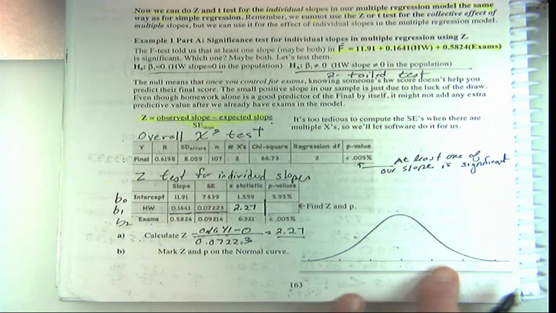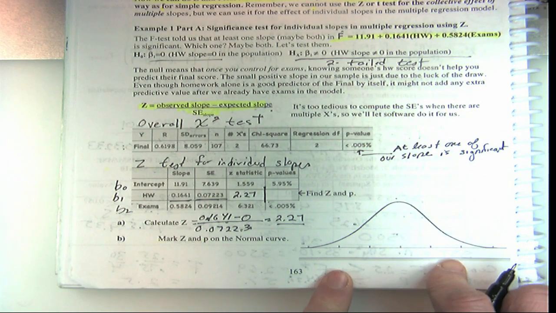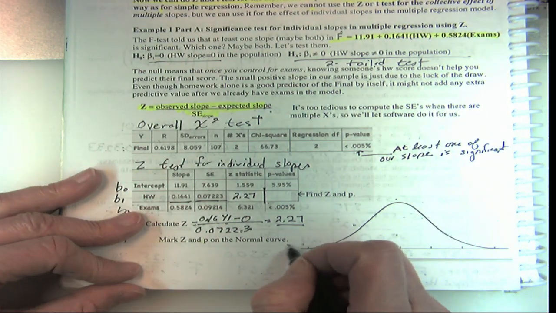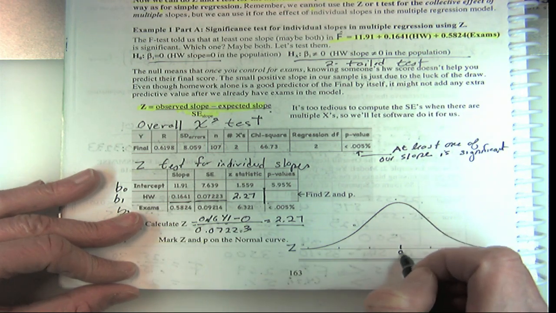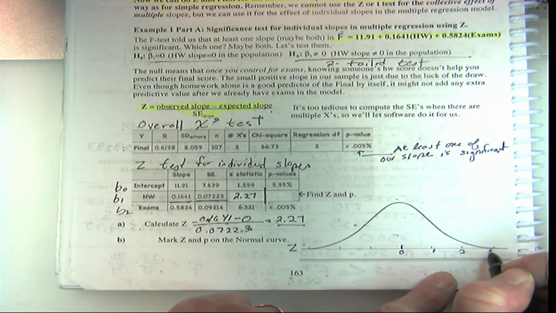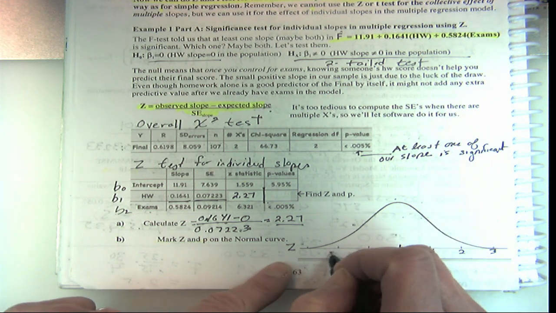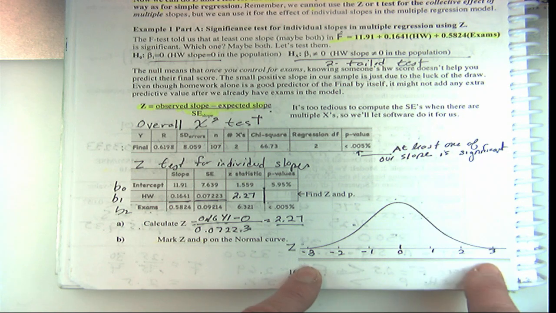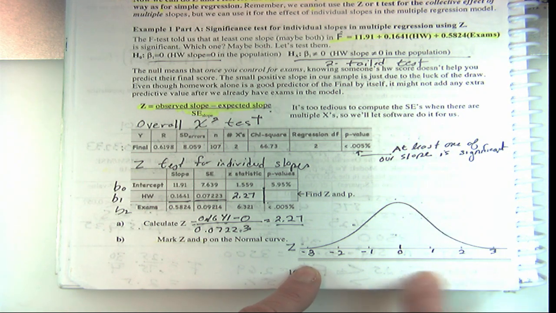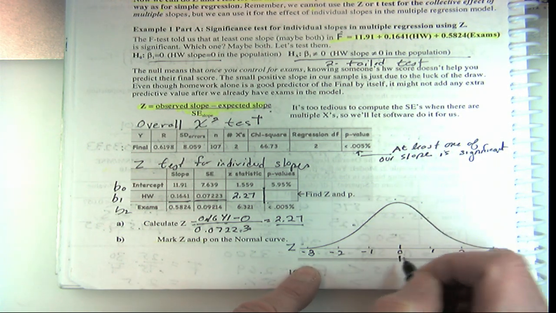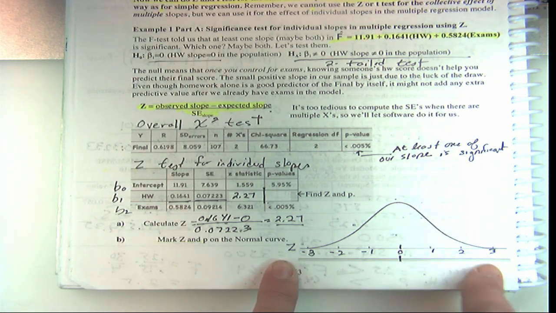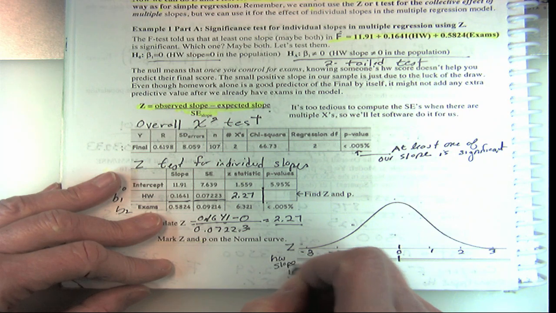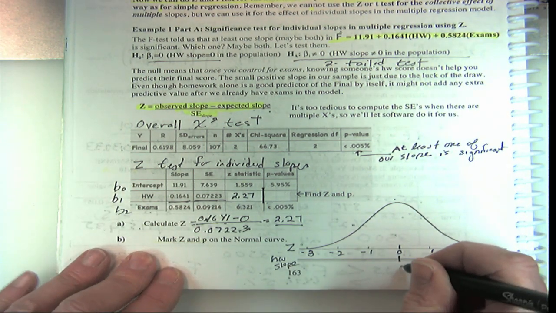All right. So now here we are, and this is our normal curve. Here's our z. 0's in the middle. 1, 2, 3. -1, -2, and -3. And this axis right underneath it matches up with our homework slope. This is the homework slope. Under the null, we'd expect it to be 0.